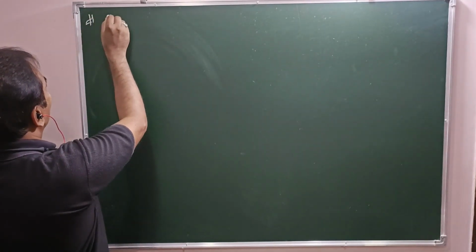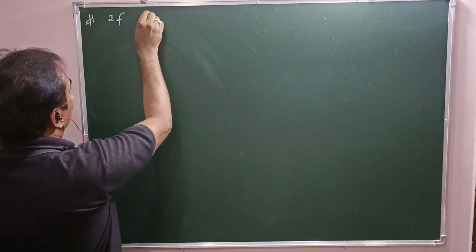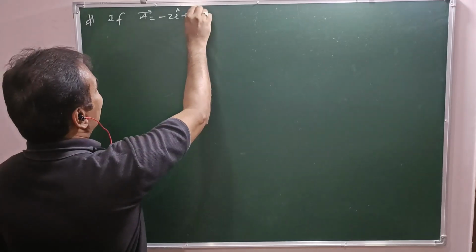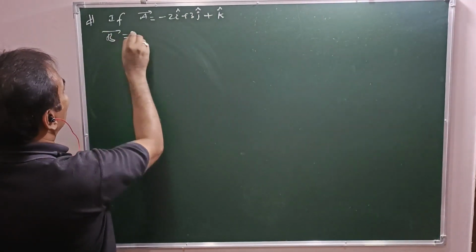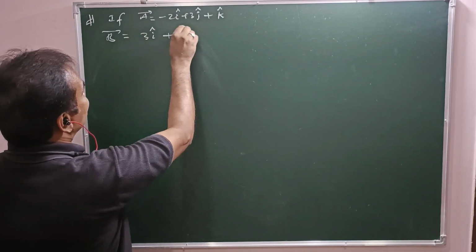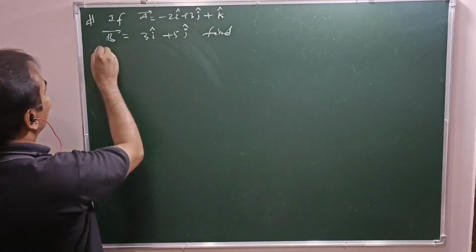For a numerical, if a bar equal to minus 2i plus 3j plus k and b bar equal to 3i plus 5j, find a bar dot b bar.